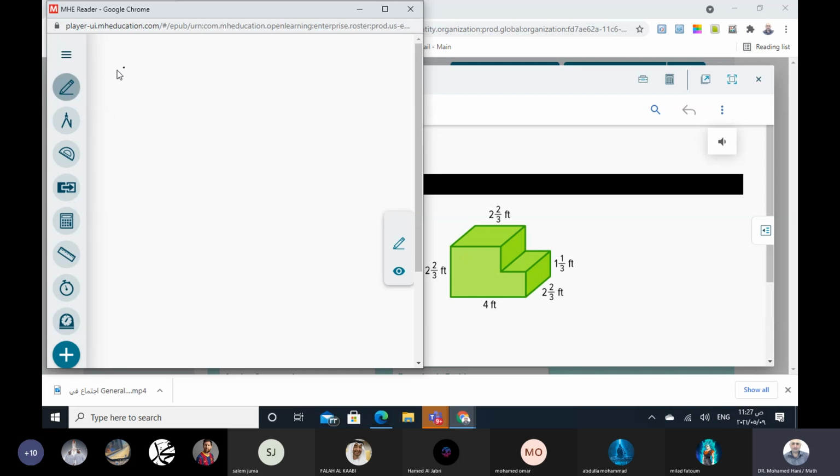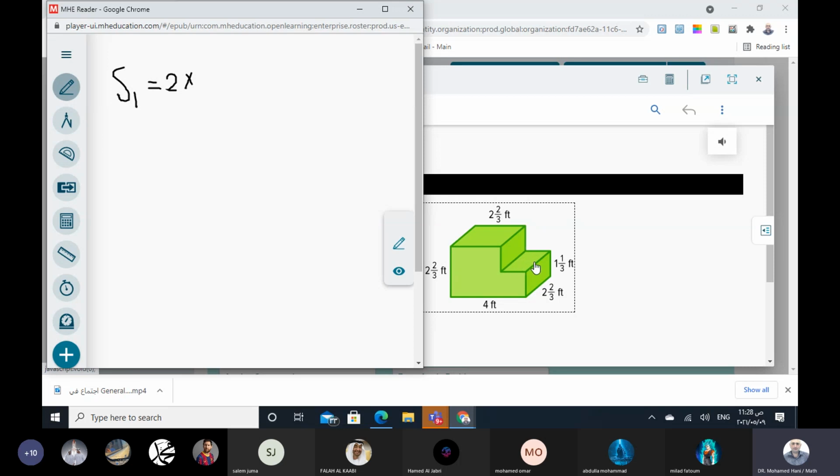I will start with the surface area S1 for the upper rectangular prism. The rectangular prism has six faces, and each two opposite faces are congruent and parallel. So I will start from here. This face is congruent with the opposite face. So we have two congruent areas, so multiply by two, times the area of the rectangle, length times width.